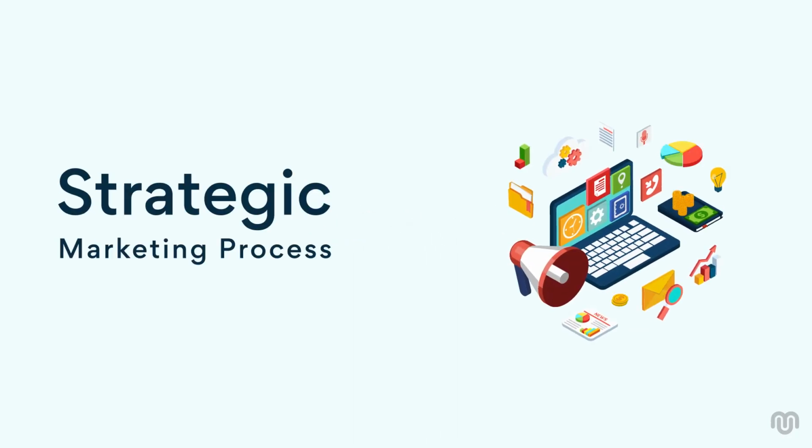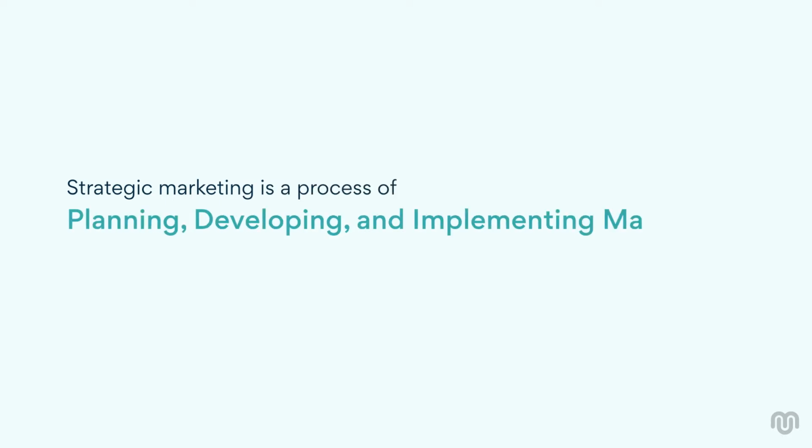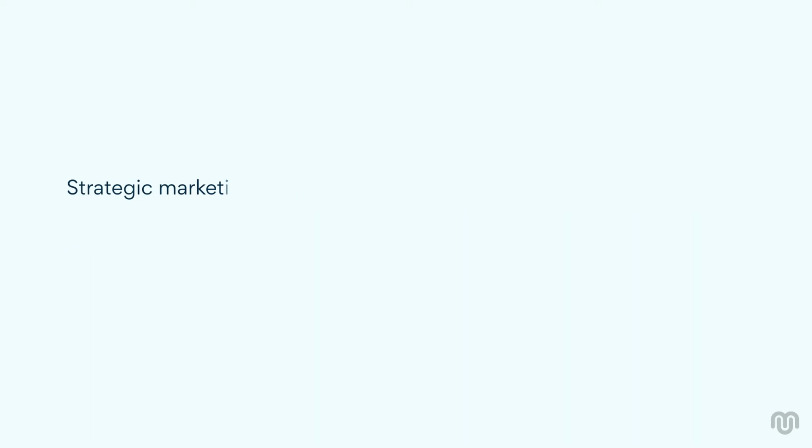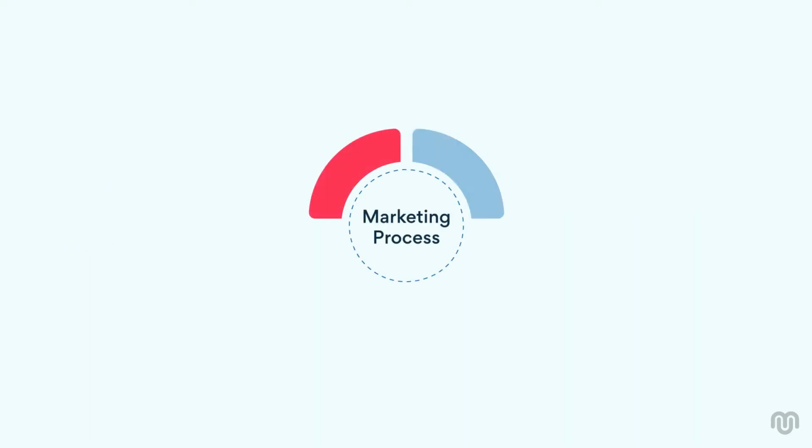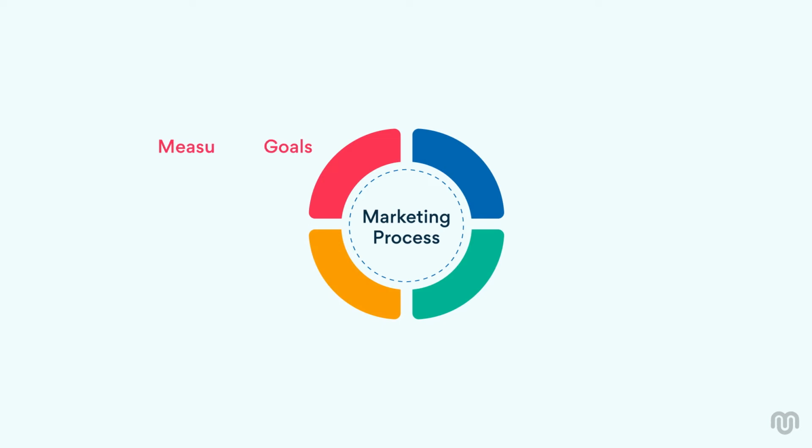Strategic marketing process. Strategic marketing is a process of planning, developing, and implementing maneuvers to obtain a competitive edge in your chosen niche. Having a marketing process in place helps you set measurable goals, minimize risks, track your progress, and revise and revisit whenever needed. Now let's learn about how to create a strategic marketing process.